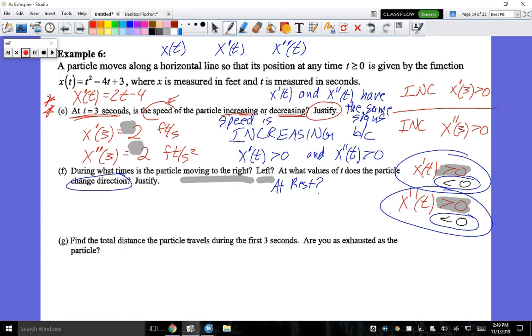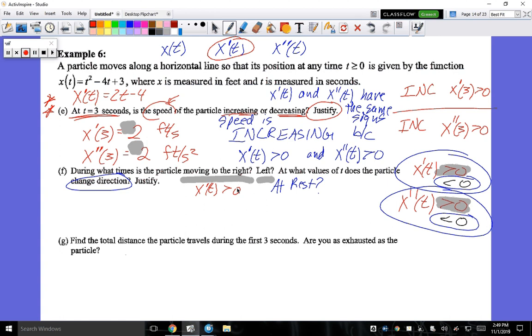Say again? X prime, yeah. I'm going to look at the velocity on this. Okay? Because it will be moving to the right when my velocity, otherwise x prime of t, is what? Positive. That's how I want you to write it. You can write POS if you want, but greater than 0 is just a little bit more mathematical than saying it's positive.